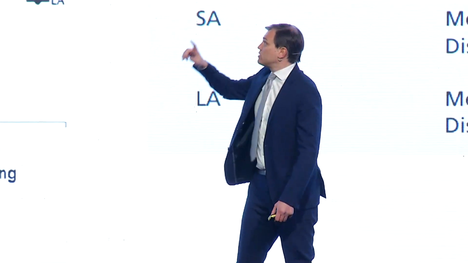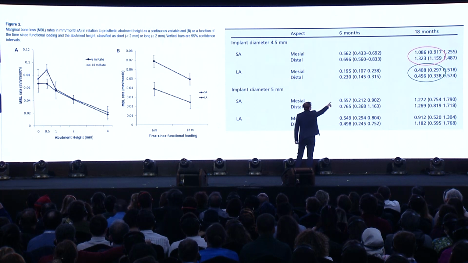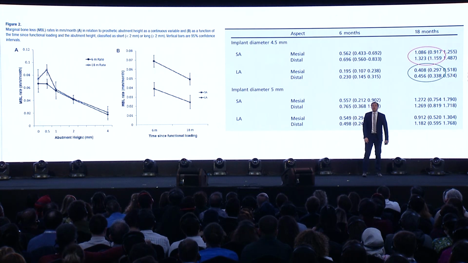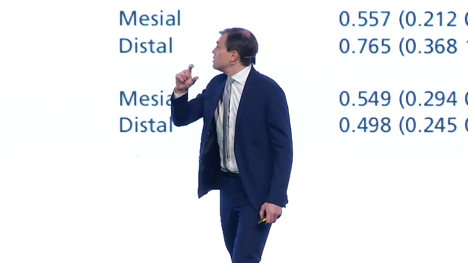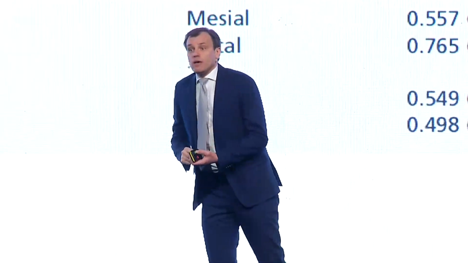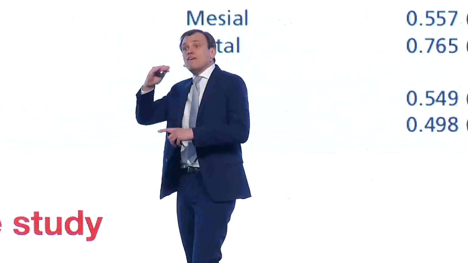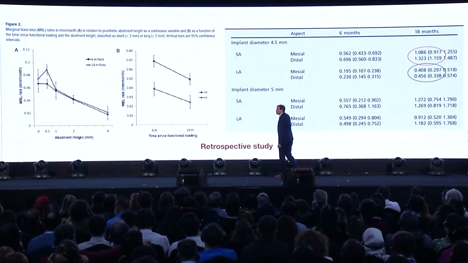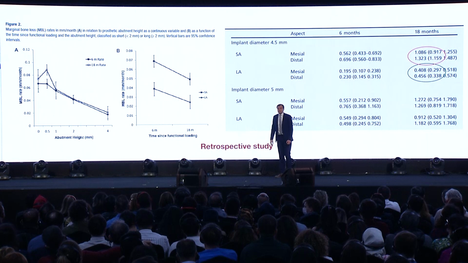When they looked at all the implants included in the study, you can see that they had significantly less bone loss around higher tie bases compared to the lower tie bases. That's why they concluded that you need to have at least 2 millimeters in height. The weakness of the study is its retrospective design.